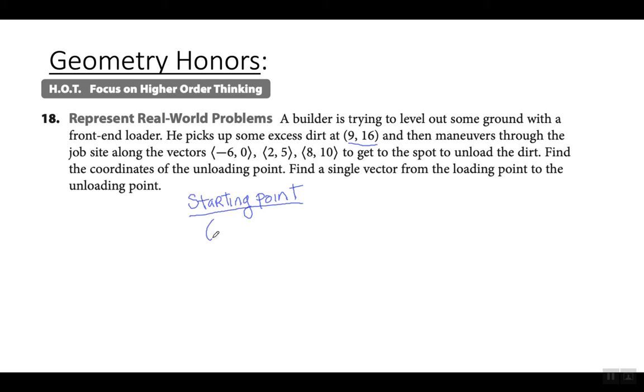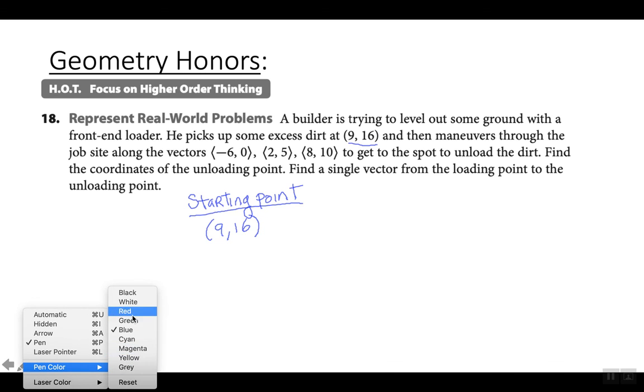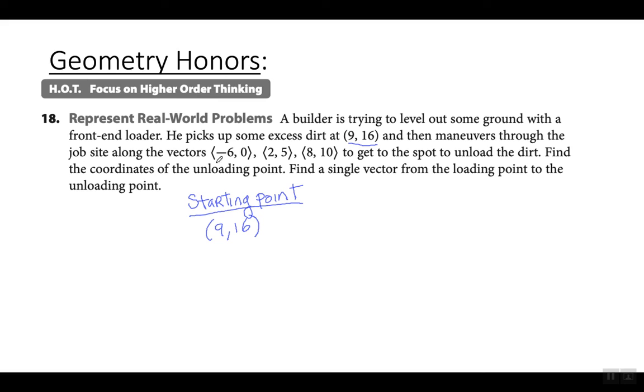All right, so my starting point is right here. Whoops, forgot to close the parentheses. Now let me apply the first vector. My first vector says whatever x is, subtract 6. Whatever y is, add 0. I'm not sure what's the best way to write this, but let me just put it like this. After I do the first vector, these are now my coordinates.